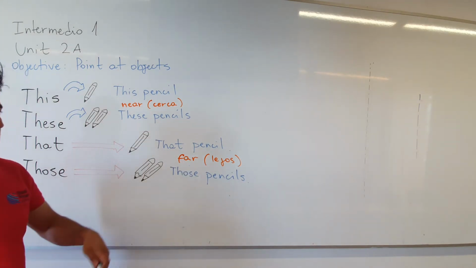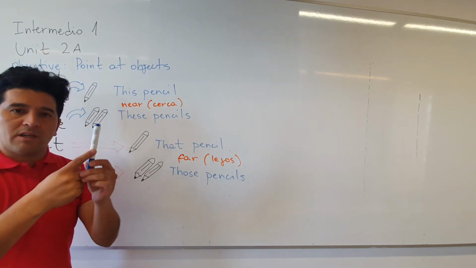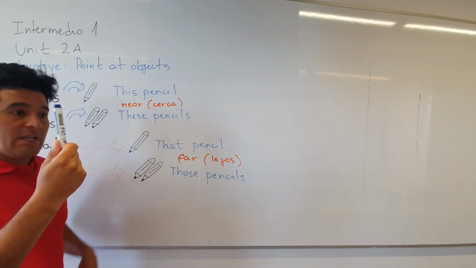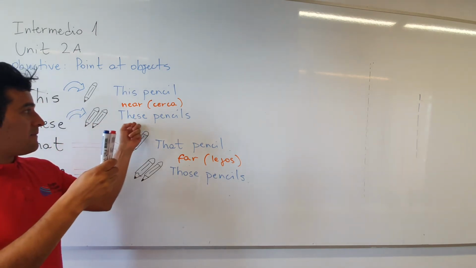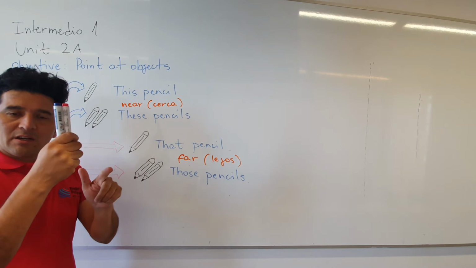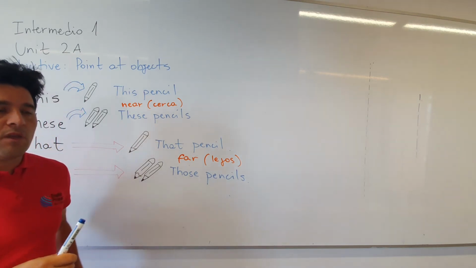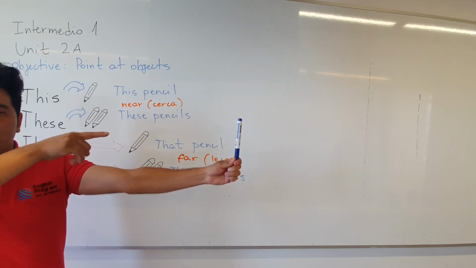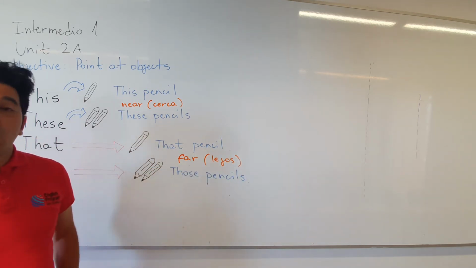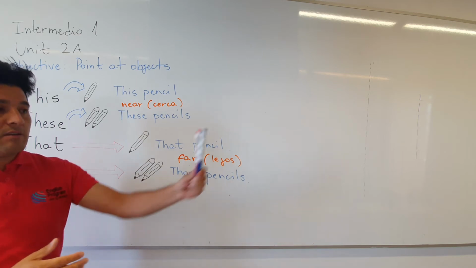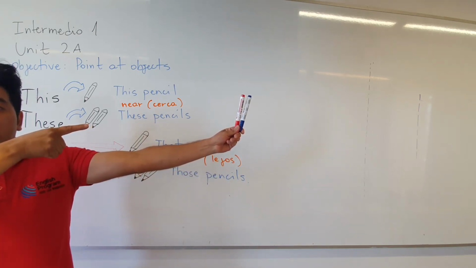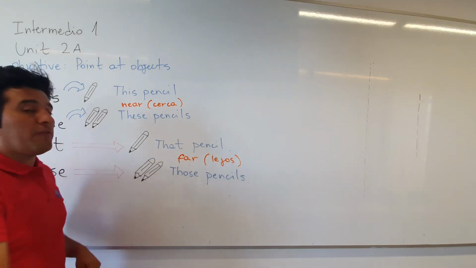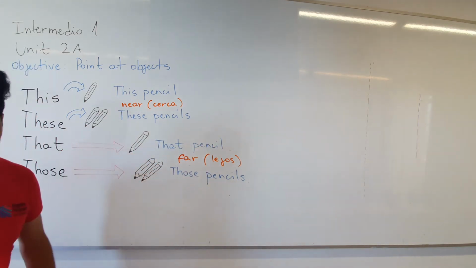For example, one more time, this is a marker. We have a marker and I say this marker. And if I have two, I say these markers, plural. Okay, if it is there, I say that marker, that. And if I have two, I say those markers, those, because they are plural and they are far, okay? So there we can see the difference.